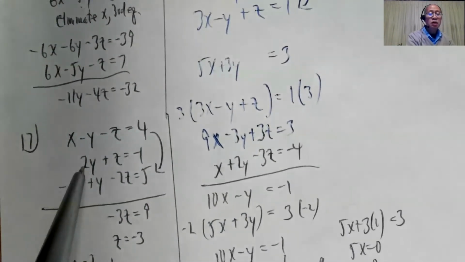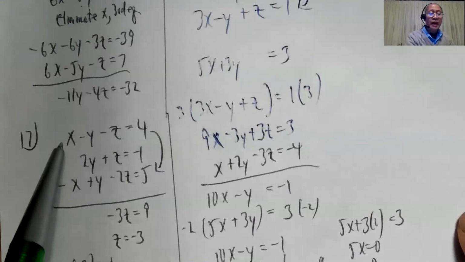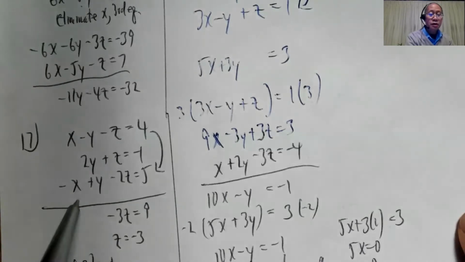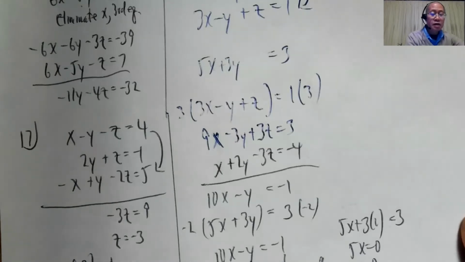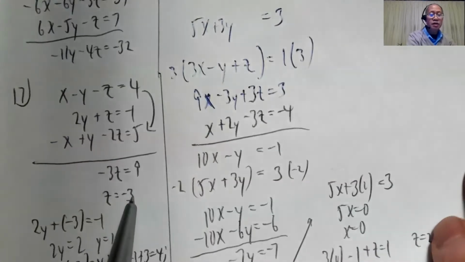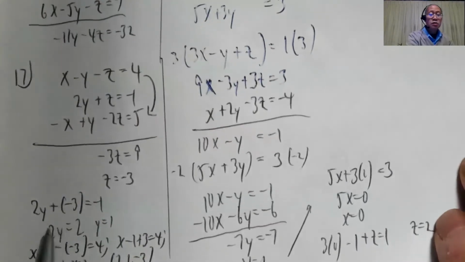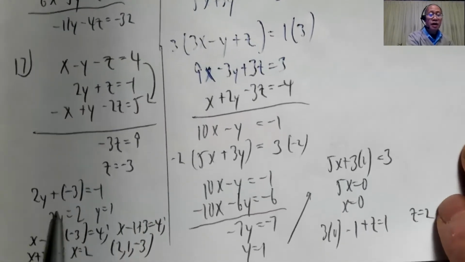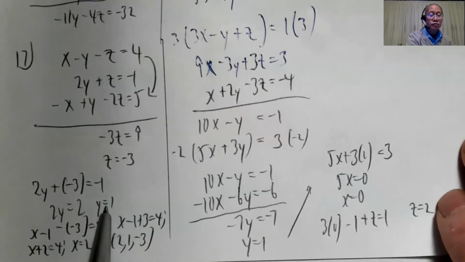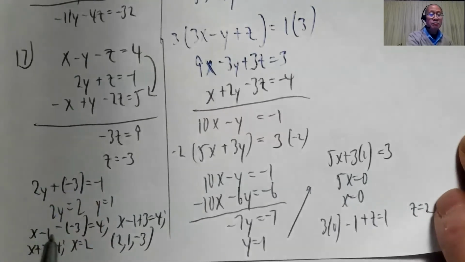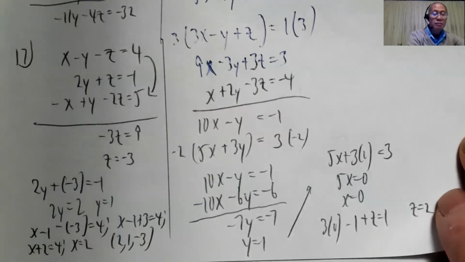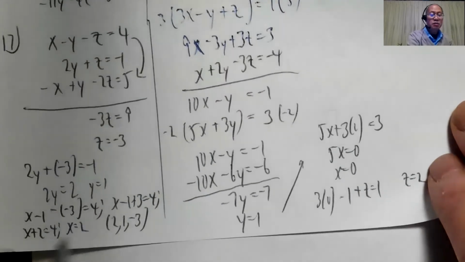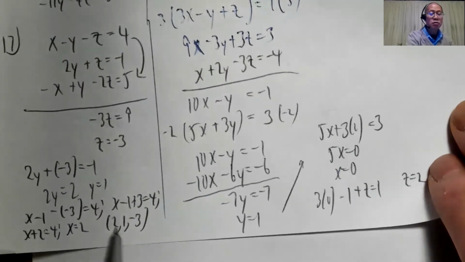Okay, 17. Solve this equation. If I add the first and third equations, x drops out. Y also drops out, so I have negative 3z equals 9. Divide by negative 3, z is negative 3. Plug back into here, 2y plus negative 3 is negative 1. Add 3, 2y is 2, so y is 1. And then I plug back into the top, x minus y, x minus 1 minus a negative 3 equals 4. That's x minus 1 plus 3 equals 4. That's x plus 2 equals 4, or x is 2. So the ordered triple is 2, 1, negative 3.